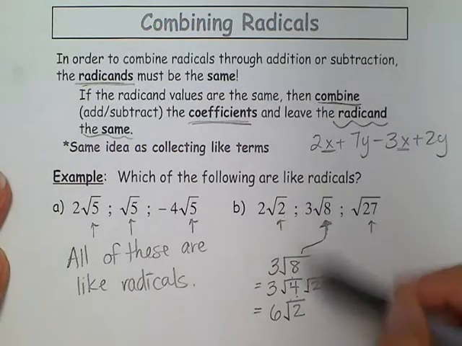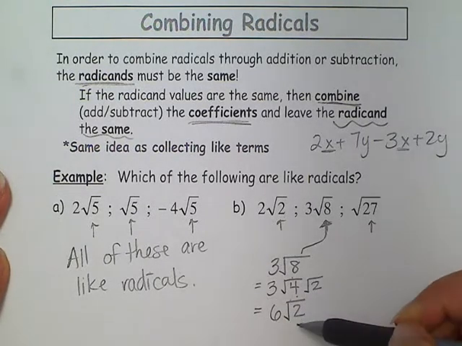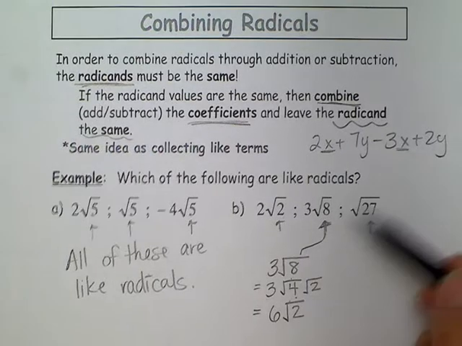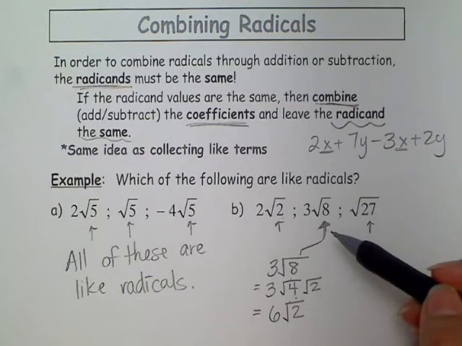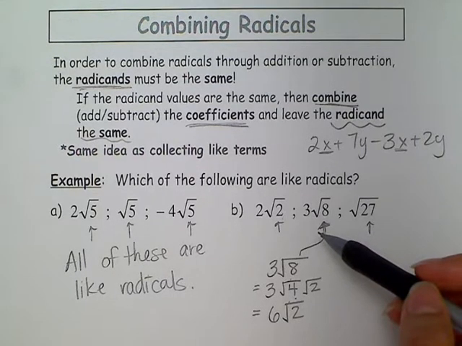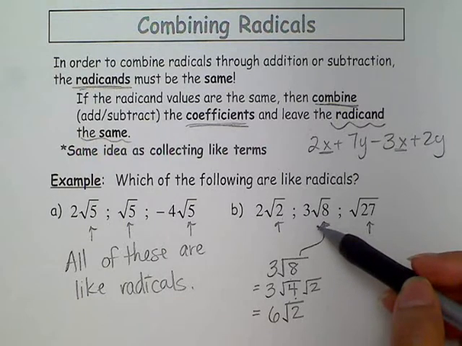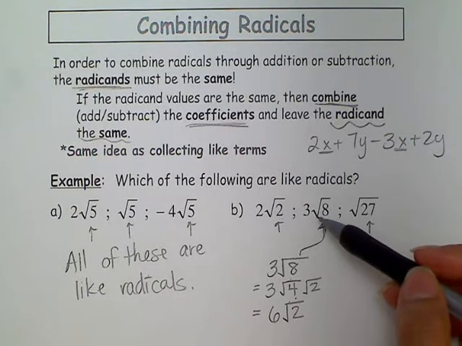Now if you compare the first one to the second one in simplified form, you'll notice that these are actually like radicals. So don't let the fact that the number underneath the radical doesn't look the same initially fool you into thinking that maybe they are not like radicals. Okay? You have to have them in simplified form in order for you to be able to compare them.